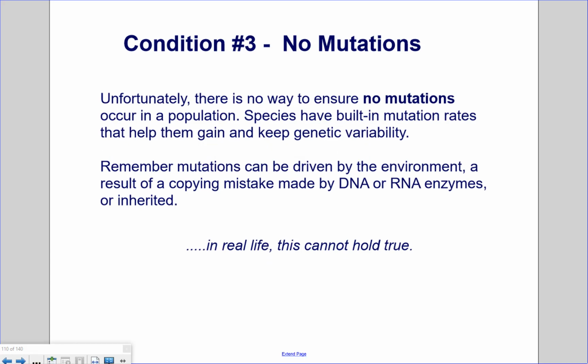Condition number 3, no mutations. Unfortunately, there is no way to ensure no mutations occur in a population. Species have built-in mutation rates that help them gain and keep genetic variability. Remember, mutations can be driven by the environment, a result of a copying mistake made by DNA or RNA enzymes, or inherited. In real life, this cannot hold true.